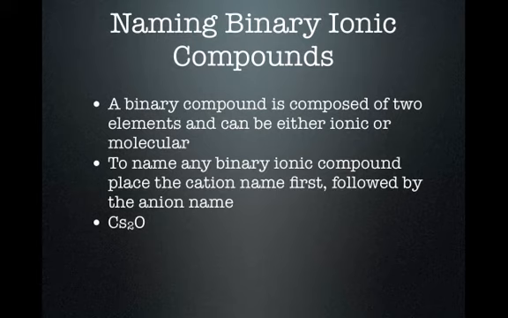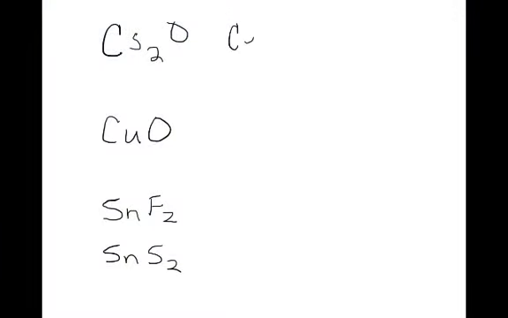So for instance, let's say that we have Cs2O. If we go to the board, we know that Cs is cesium. And we know that O stands for oxygen, but as an ion we call it oxide, so we would call it cesium oxide. Okay, let's take a look at the next one.